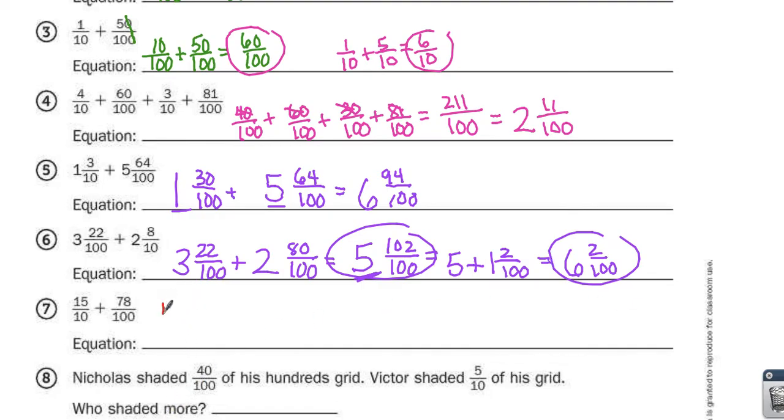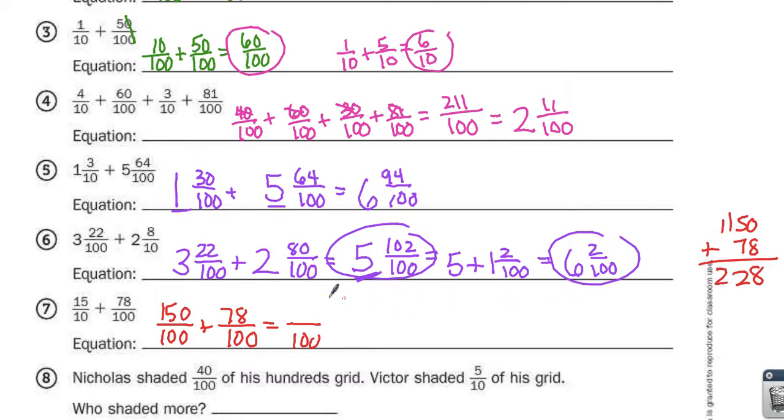15 tenths is equal to 150 hundredths plus 78 hundredths. My hundredths will stay the same. 150 plus 78, I add that, I get 228 hundredths. 100 can go into 228 two whole times. There's 28 left over, and denominator stays the same. So 2 and 28 hundredths. Let me write that a little bit neater. There we go.